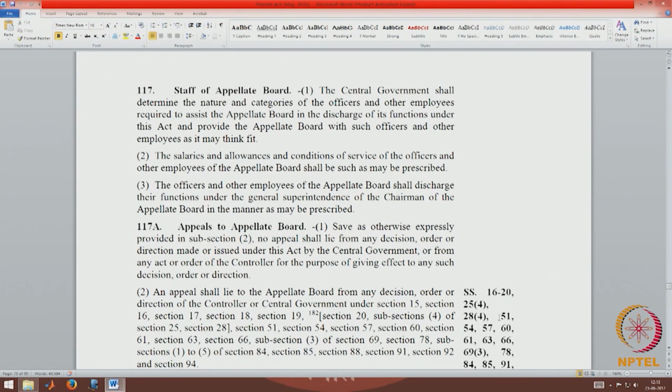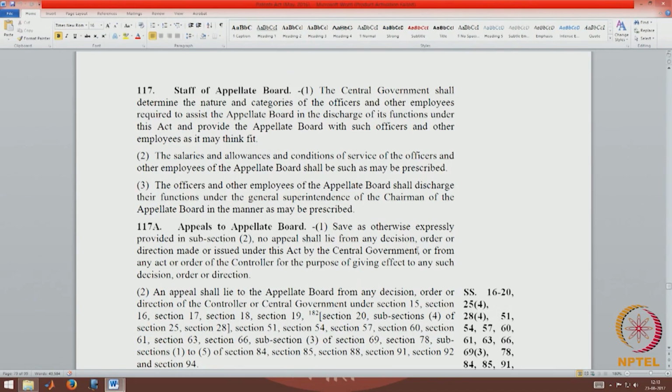Now, the board can have its own staff. The salaries and allowances shall be paid to the employees as may be prescribed, and the general superintendence is given to the chairman. The chairman has the power of general superintendence. He is also the administrative head as well as the judicial head of the body.